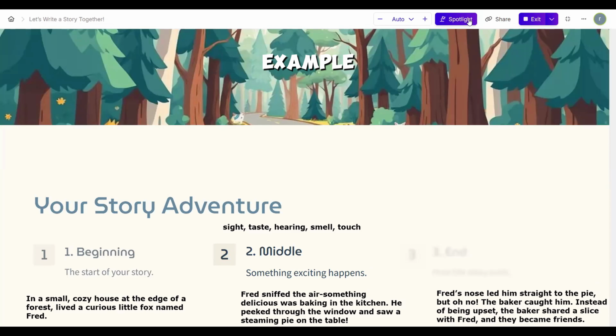So for example, Fred sniffed the air. Something delicious was baking in the kitchen. He peeked through the window and saw a steaming pie on the table. Now, look how we're using adjectives. Isn't your mouth filling up with water, thinking about this steaming pot of pie on the table, and you're using your sense of sight?